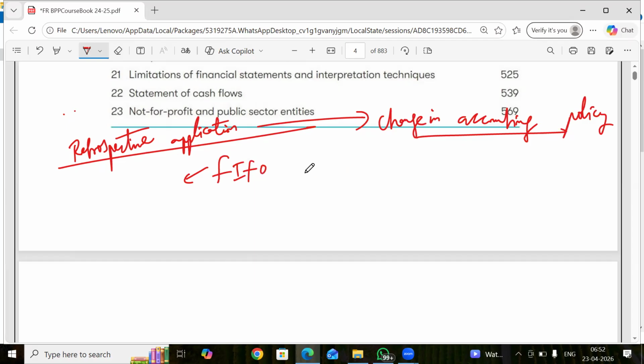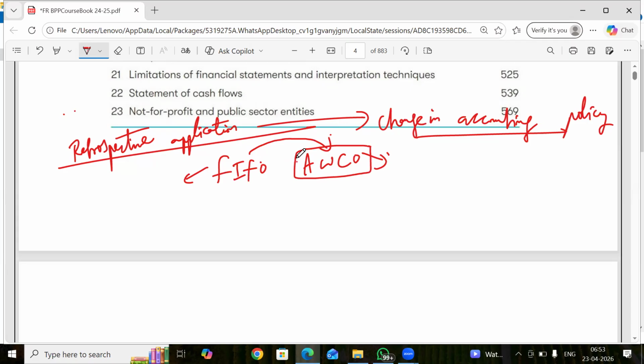Now you want to change to AFCO. FIFO is first in, first out. AFCO is average cost. So when you want to change from this method to this method, now onwards, that means you should make the changes in the back years also in such a way that you are using AFCO only for inventory valuation.